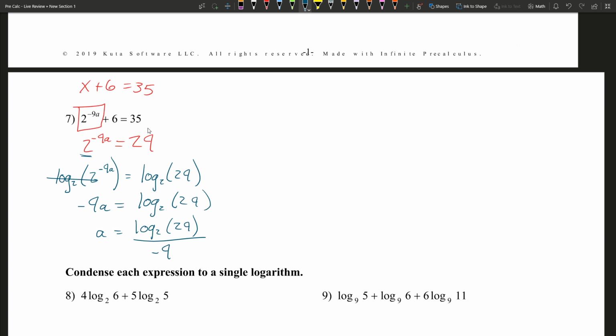So that's the log part, or solving exponentials with logarithms. Are there any questions on 5, 6, or 7?